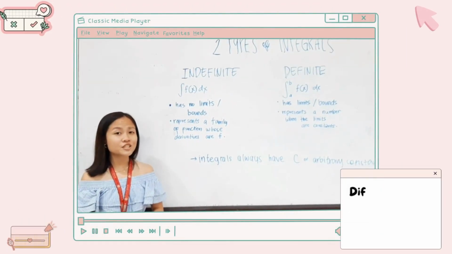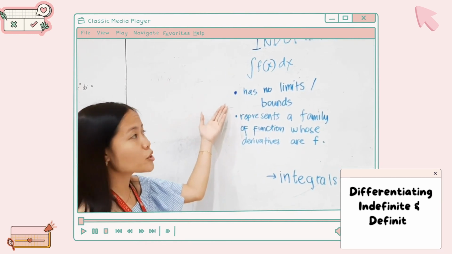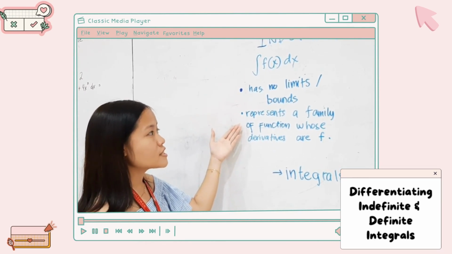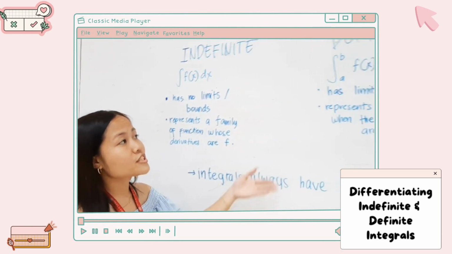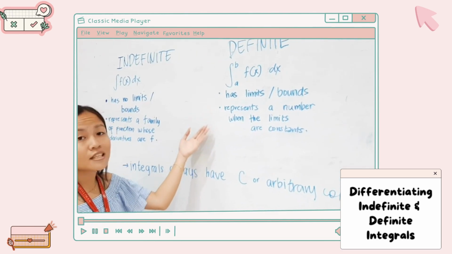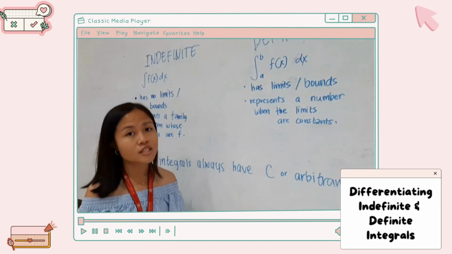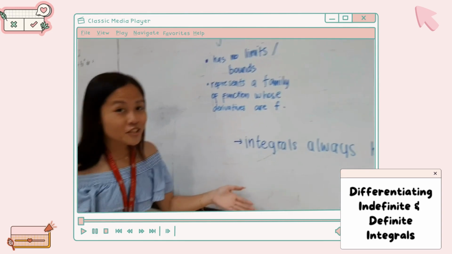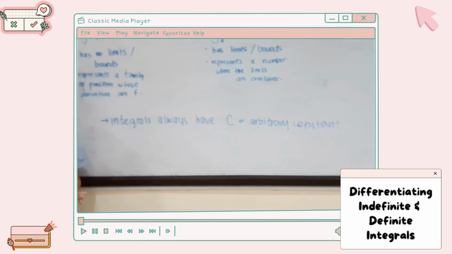To differentiate the two integrals, indefinite integrals have no limits or bounds, and they represent a family of functions whose derivatives are f. While definite integrals have limits or bounds, and they represent a number when the limits are constants. Special thing about indefinite integrals, they always have a c or arbitrary constant.